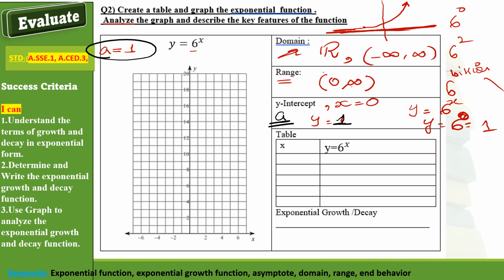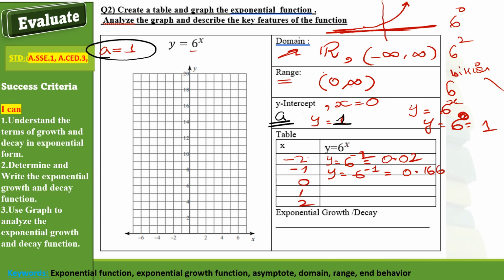Now they are asking us to graph. What you do is take two negative numbers and two positive numbers. Always start from negative 2, negative 1, 0, 1 and 2, and that's it. What we have to do is replace the x by the first number. So y equals 6 to the power of negative 2. Write it in the calculator, you will get approximately 0.03. Now write y equals 6 to the power of negative 1. You will get about 0.166, I guess.